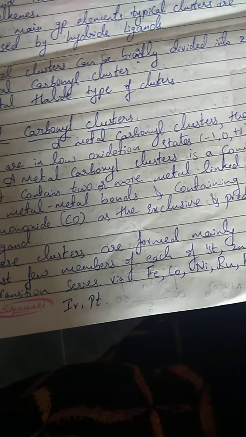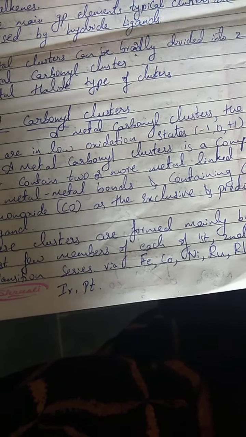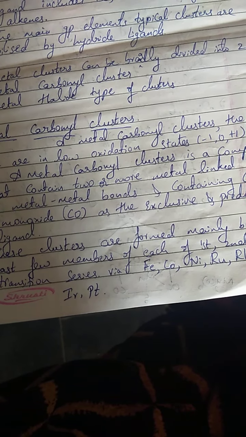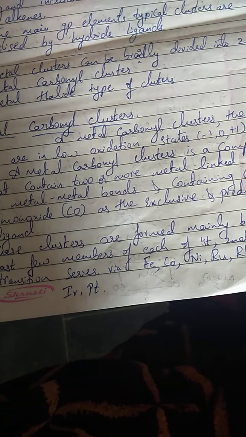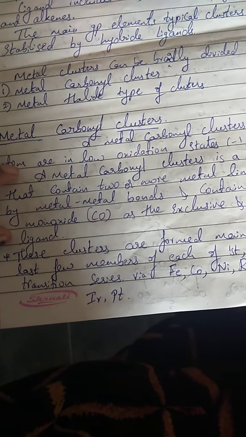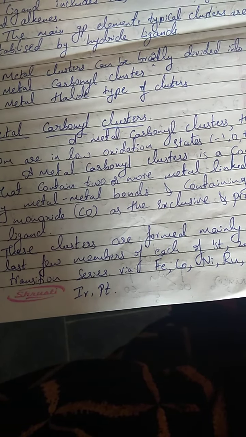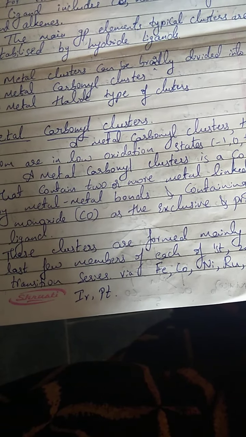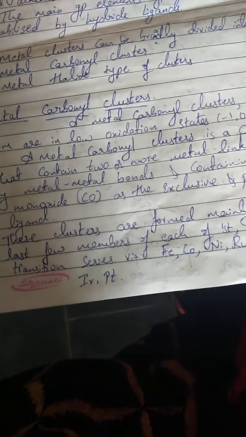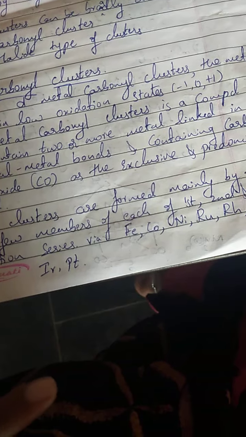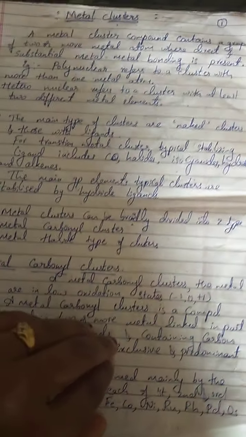Metal carbonyl clusters involve only low oxidation states like -1, 0 and +1. A metal carbonyl cluster is a compound that contains two or more metals linked together by a metal-metal bond and containing carbon monoxide as the exclusive and predominant ligand. It is formed by the last few members of the transition series, first, second and third. For example, you can see in this series Fe, Co, Ni, Ru, Rh, Pd, Ir and Pt. If you have any doubt, you can ask me.